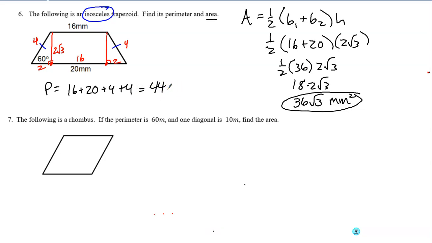And perimeter is just length, so it would literally just be millimeters, not squared. So be careful on that. Okay, the following is a rhombus. We know the formula for a rhombus is 1/2 diagonal 1 times diagonal 2.